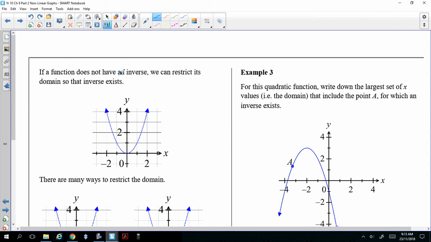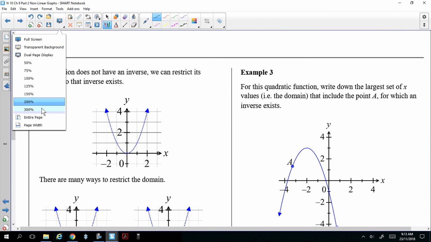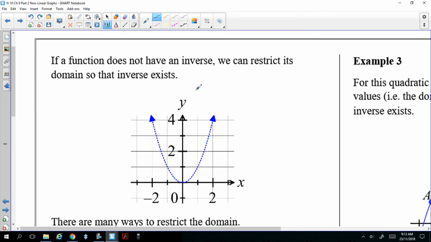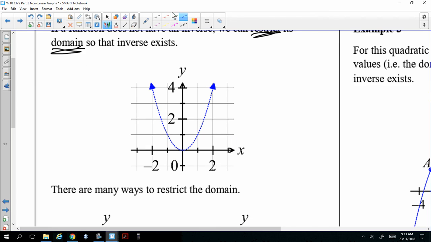So this is allowed. It doesn't have an inverse over the whole real x, but it does have an inverse if we restrict the domain. For example, if I just selectively choose this branch of the parabola, then the inverse exists, doesn't it? Because the inverse will be over here, right? That's the inverse. Because I just have to restrict the domain to x greater than 0.